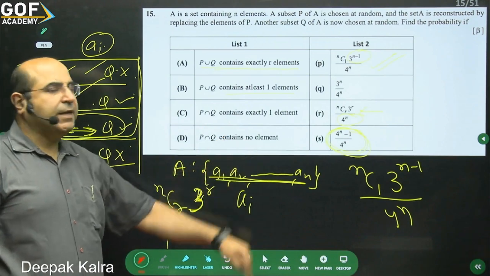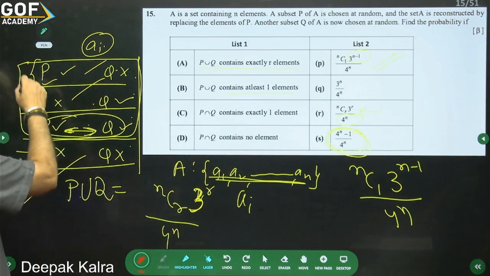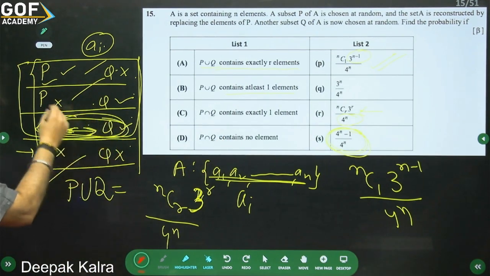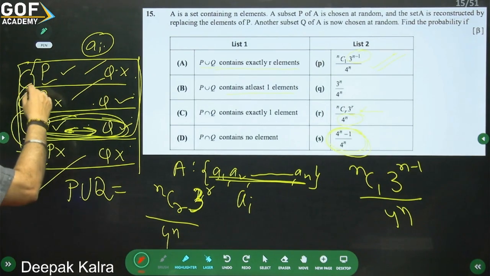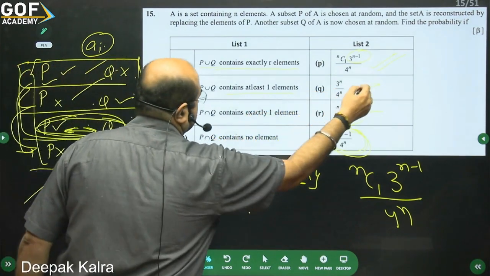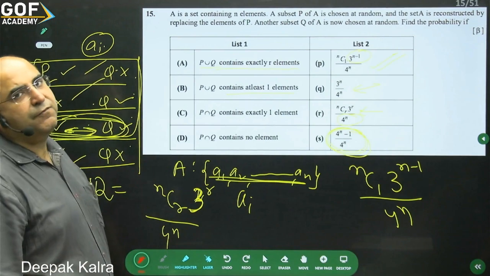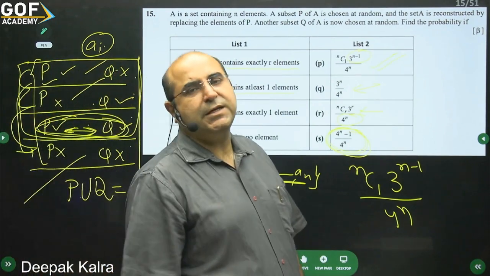P intersection Q contains no element means in this there should not be any element, all elements should go in the remaining three. So 3 power n upon 4 power n. Understood what I said?